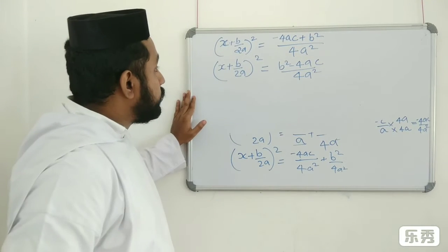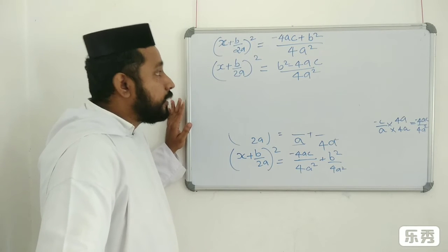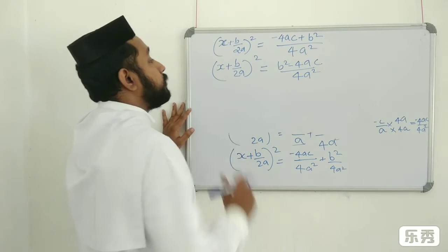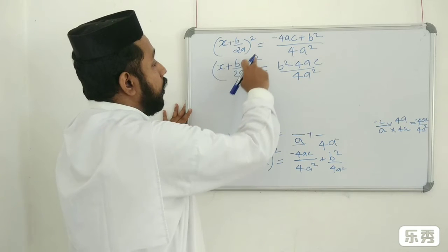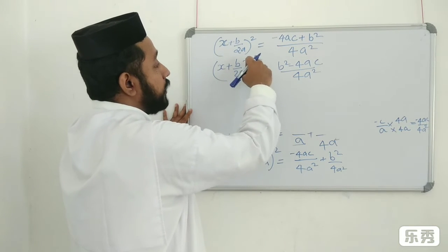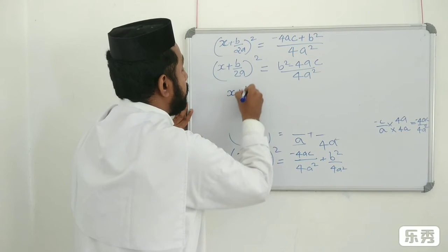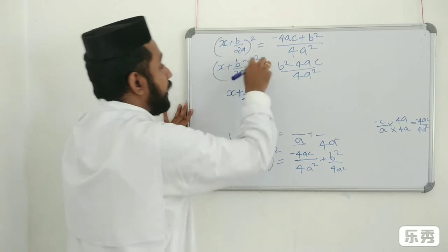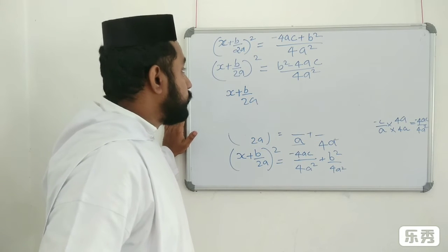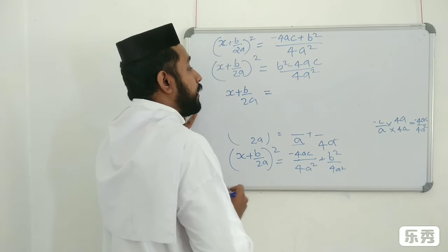x plus b by 2a all square is equal to b square minus 4ac by 4a square. Take the square roots on both sides. When we take the square roots of x plus b by 2a all square, the square root and square cancel, and we will get x plus b by 2a. So we got x plus b by 2a, which is equal to the square root of b square minus 4ac by 4a square.